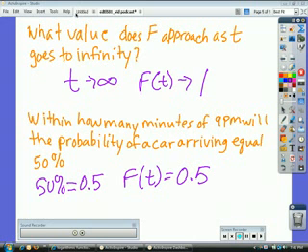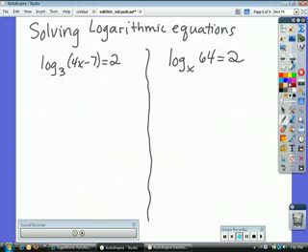exponential equations, and in all honesty, if we think about what this equation is asking us, if we set this up in the form of a function to solve, it would be 0.5 equals 1 minus e to the negative 0.2t, and we'd be looking for t. How do we solve something like that? Well, that's our next step. So let's move on and look at solving logarithmic equations.